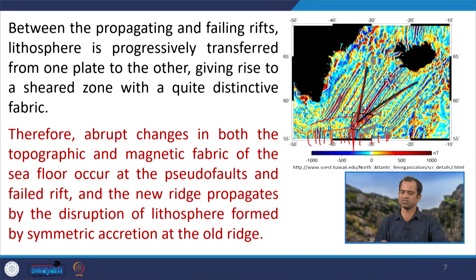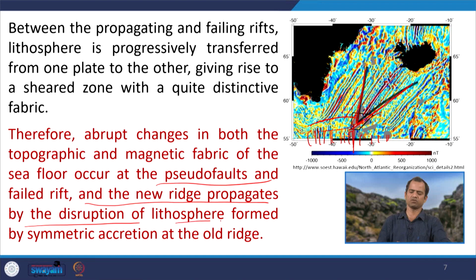So, in between these areas they are representing the shadow faults which are separating these two, and the new ridge propagates by the disruption of the lithosphere formed by the old systems, and particularly the degree of disruption depends on the degree of consolidation. Particularly near the ridge, where the rocks were very hot and not consolidated, these rocks will be more affected and the shearing effect is more prominent near that point, and if you go gradually away from the ridge, the degree of disruption gradually decreases.